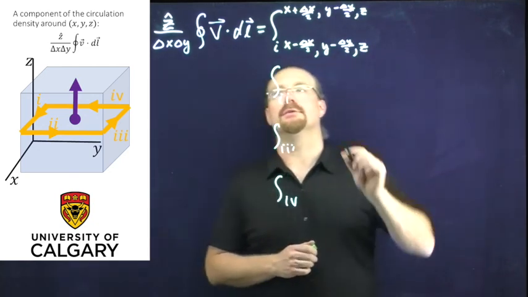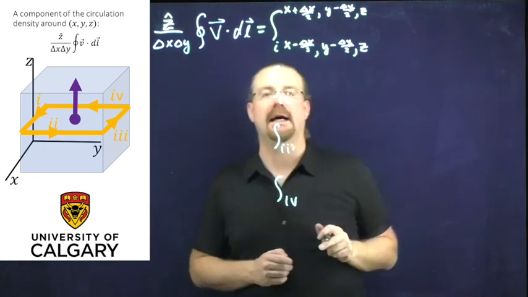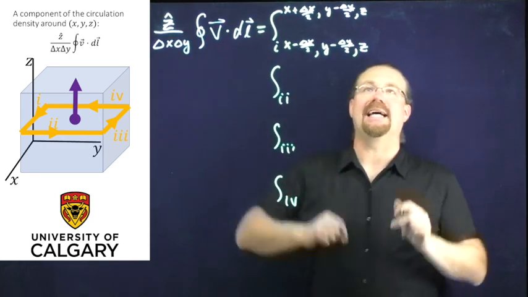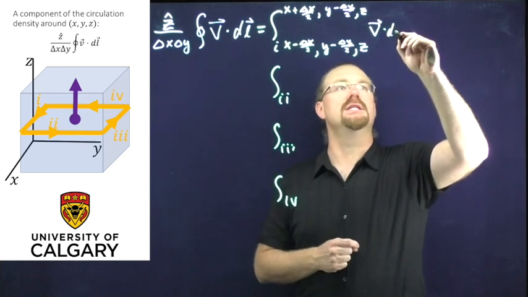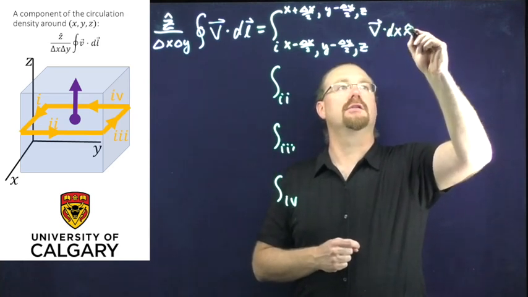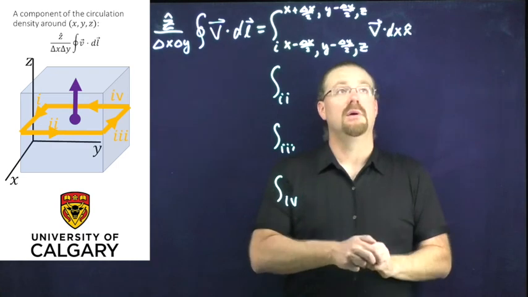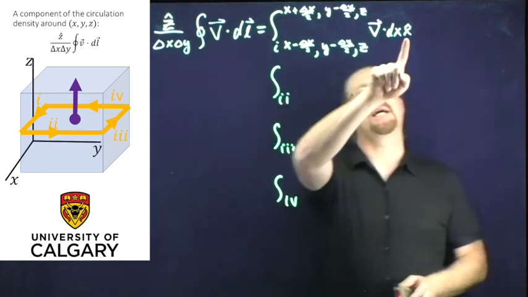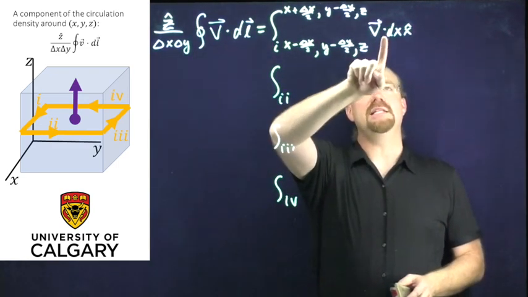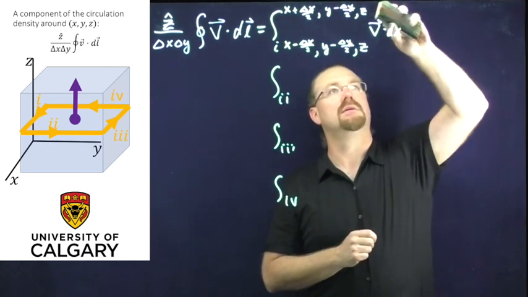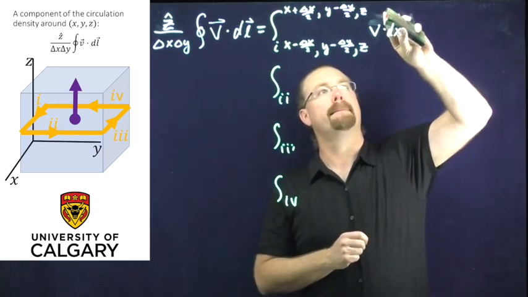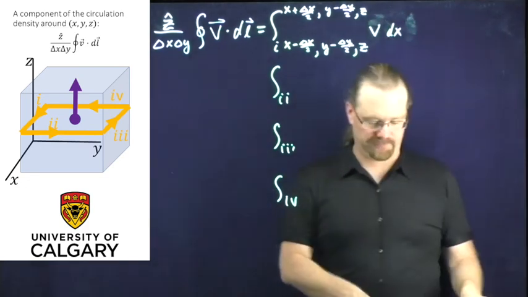When we take our integral there, our dl is going to be dx x hat. So this is v dotted with dx x hat. Because we're pointing entirely in the x direction, this v dot dx x hat simply becomes the x component of v.